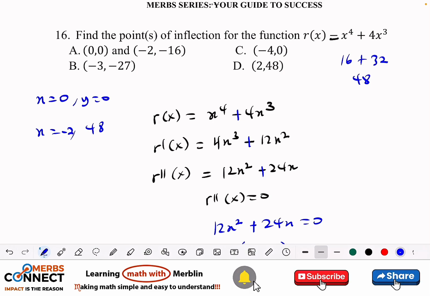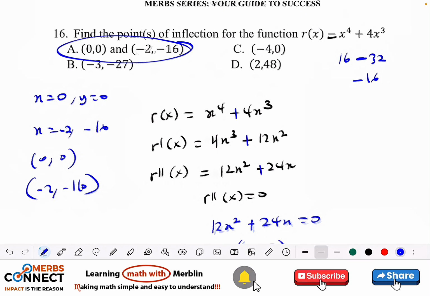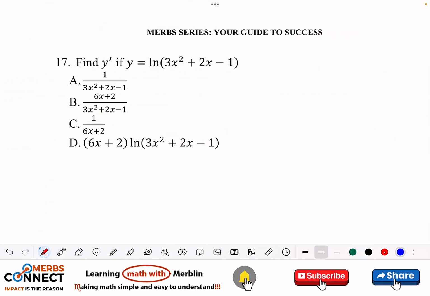So when I plug it inside, this one will be minus, and this is going to give us minus 16. Okay. So minus 16. So the point is 0, 0, and minus 2, minus 16, which is going to give us A. One small mistake, and we are dead already.